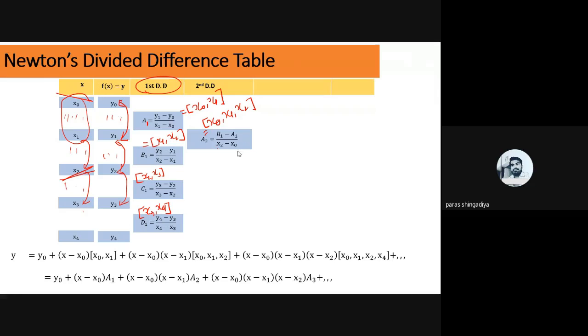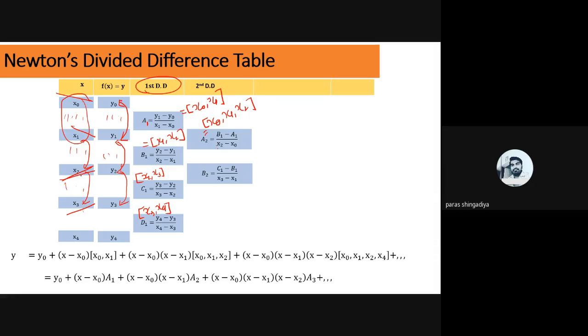So b2 will be c1 minus b1, divided by the boundary of x1 to x3. Since b1 and c1 are in between x1 to x3, it will be x3 minus x1 in the denominator.